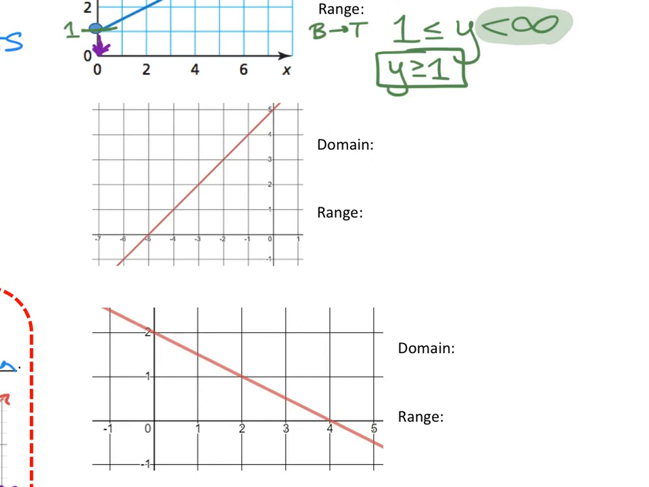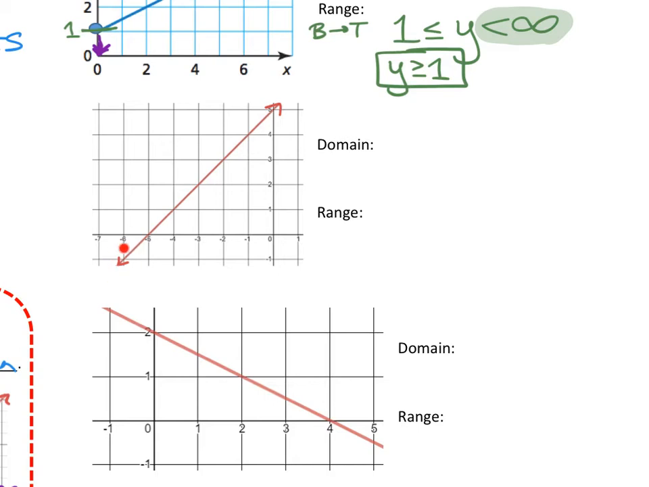Let's look at this next example. This next example, I don't see arrows on the end, but I'm going to go ahead and draw them in because I know that they're there and that this graph continues on to the left, to the right, to the bottom, to the top. If I were to zoom out, it would keep going. So let's talk about the domain. The domain is the left to the right.